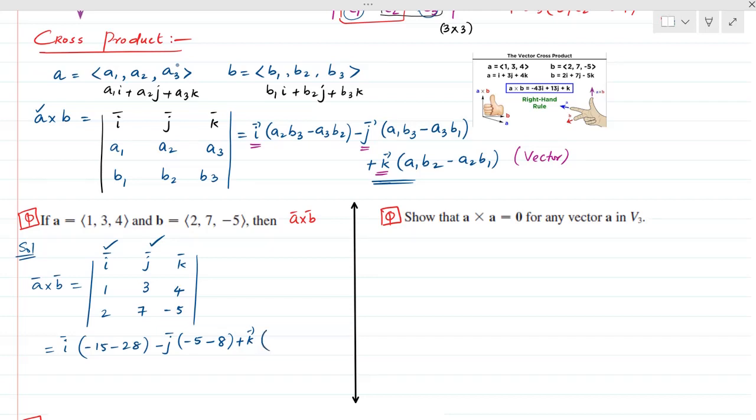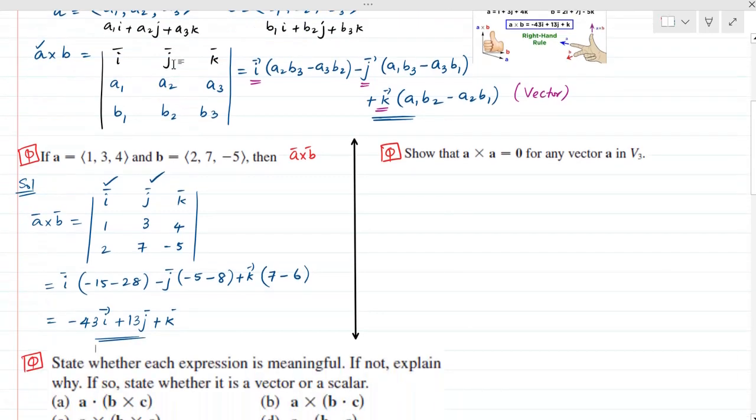The K value: leave the row and column, 1 into 7, 7 minus 2 into 3, 6. So therefore the value will be here -43i. Then minus 13 into minus, plus 13j. Next plus k. So which is a vector, which is a vector form.